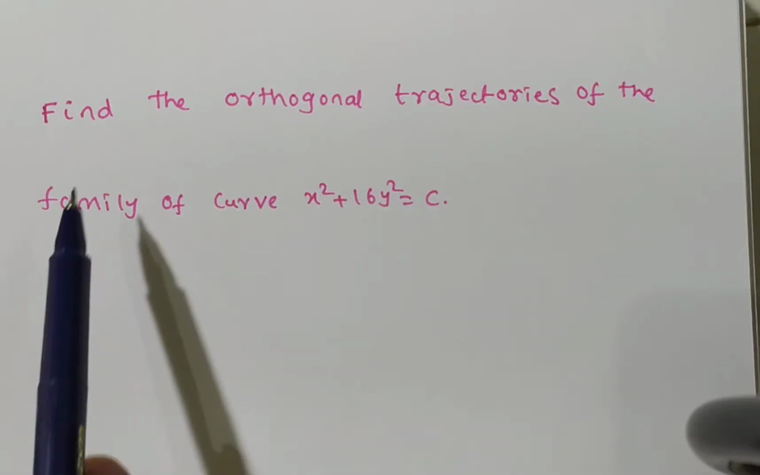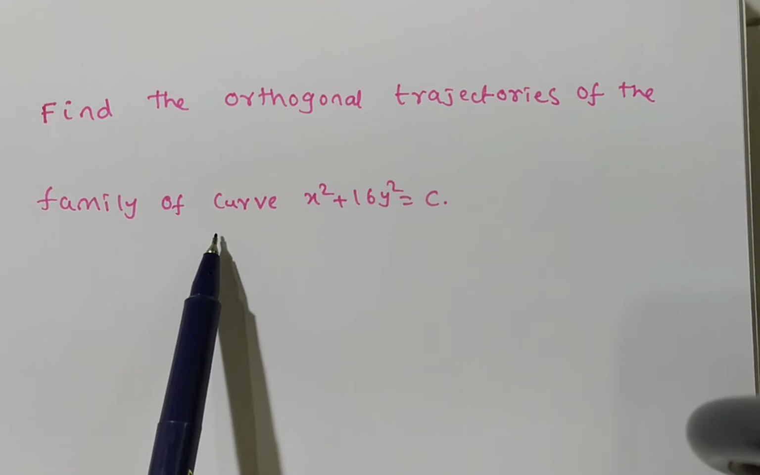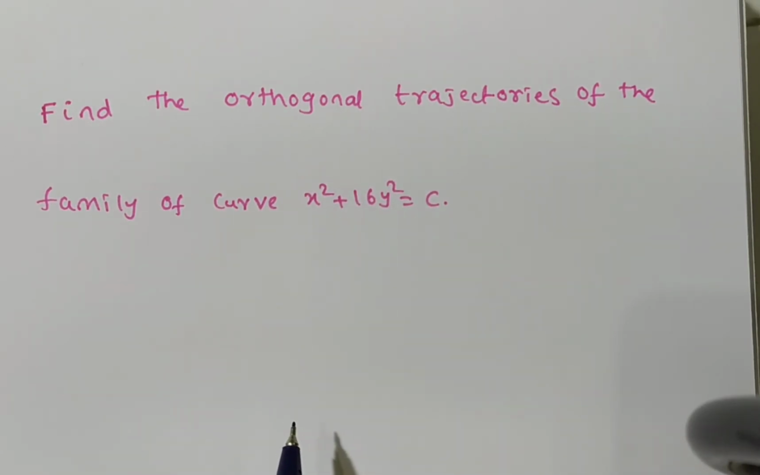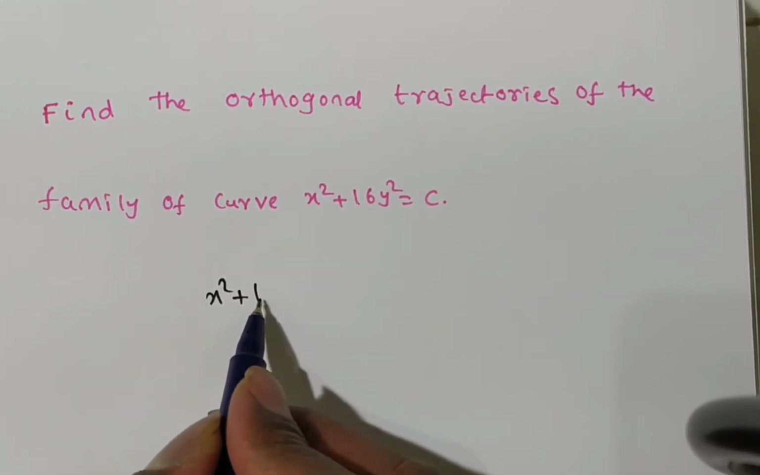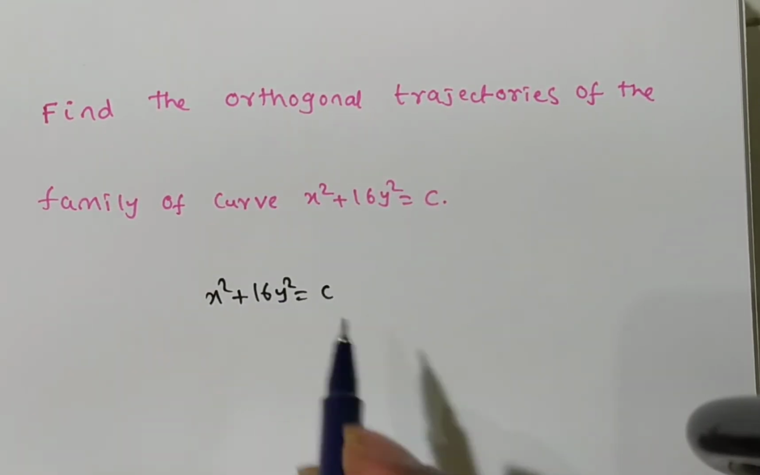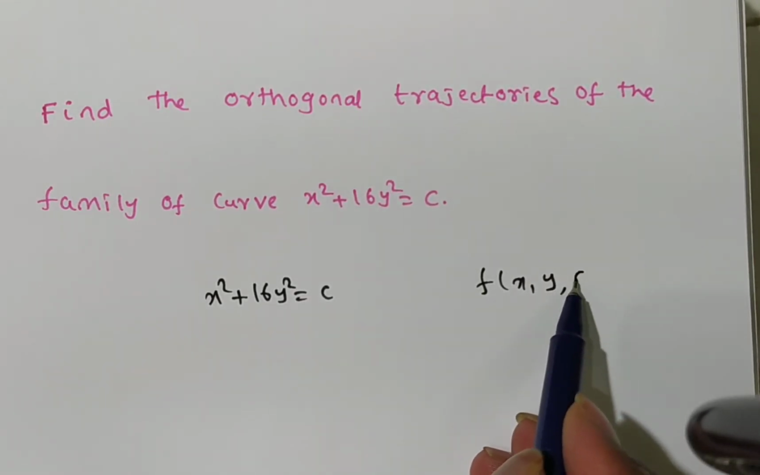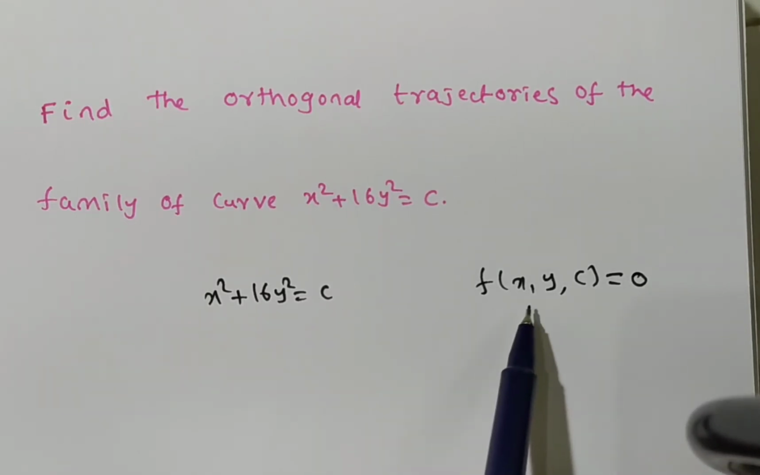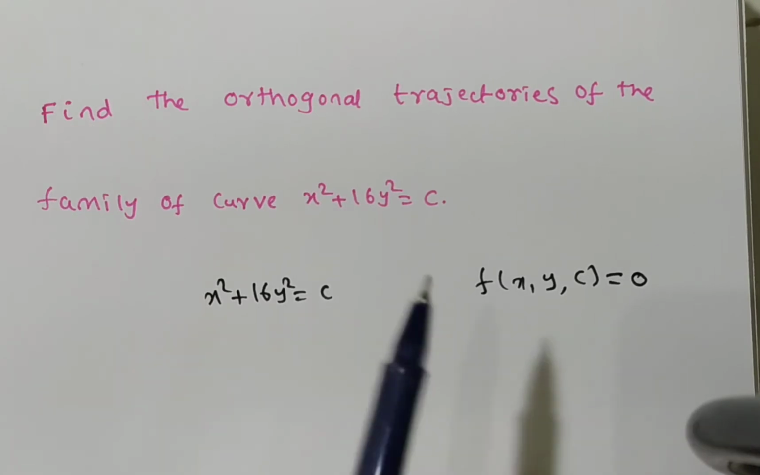The given problem is to find the orthogonal trajectories of the family of curves x square plus 16y square is equal to c. The given family of curves is x square plus 16y square is equal to c. This is in the form of f of x comma y comma c is equal to 0, where c is a parameter.